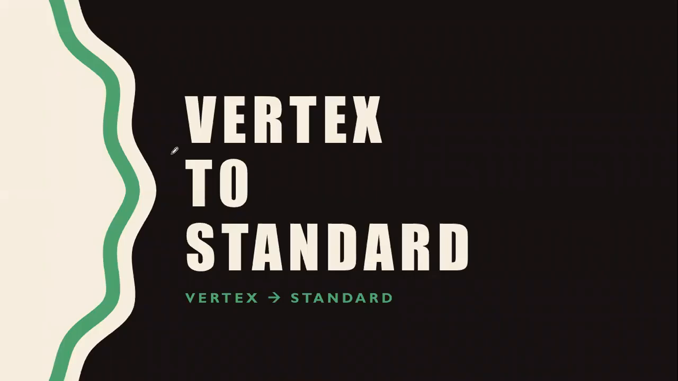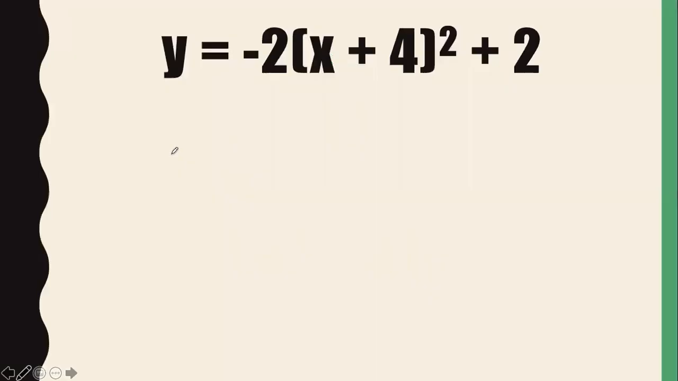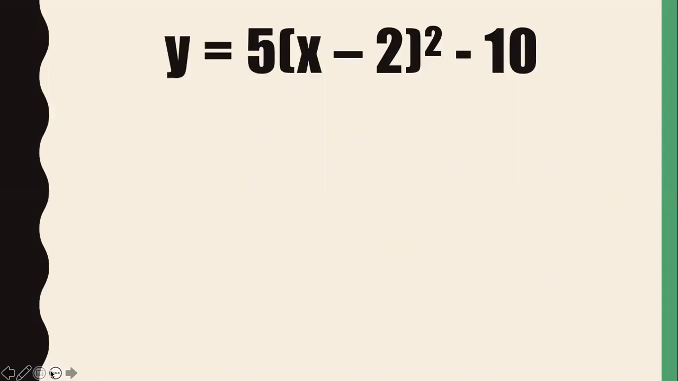Okay, the next thing, which will only take us about a couple of minutes because we've already done this, you just didn't know what we were doing, is vertex form to standard form. So what if I gave it to you in vertex form and asked you to transfer it into standard form? Vertex form, what we already talked about, is y equals a, x minus h squared plus k. Standard form is y equals ax squared plus bx plus c.